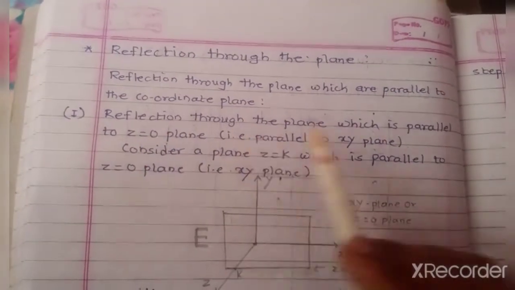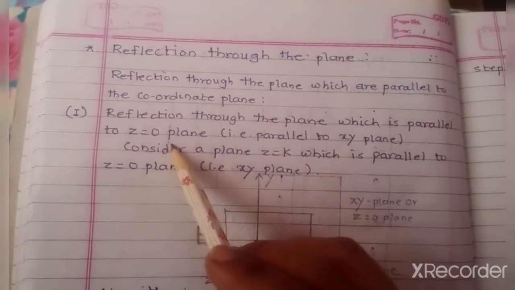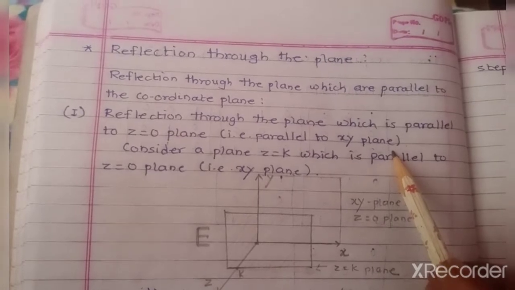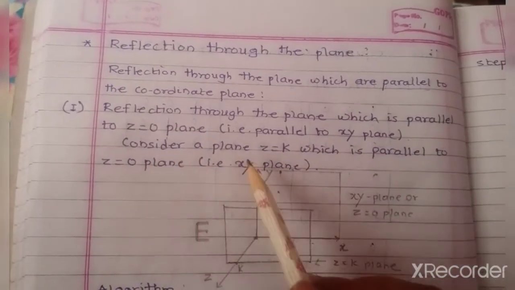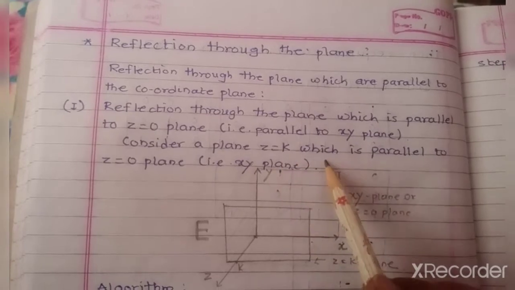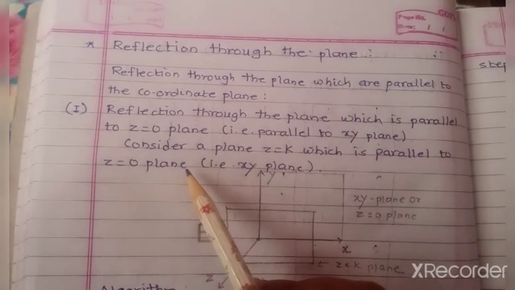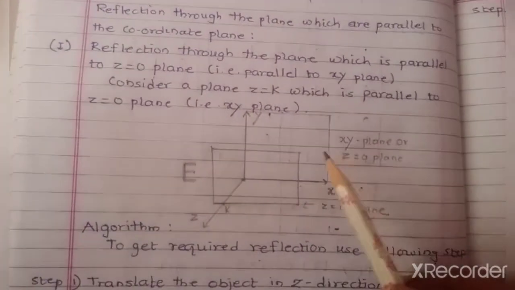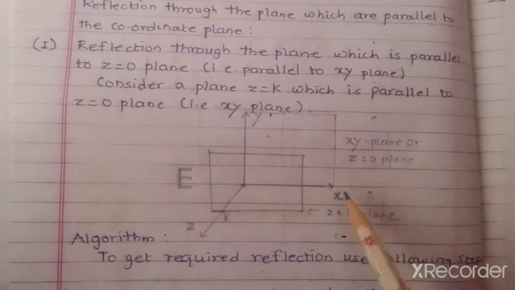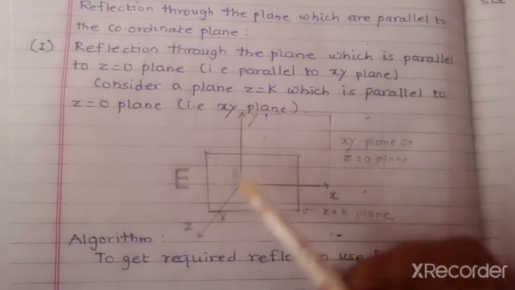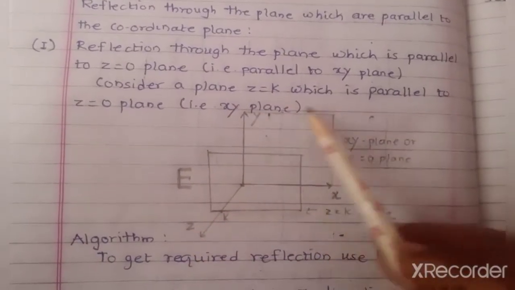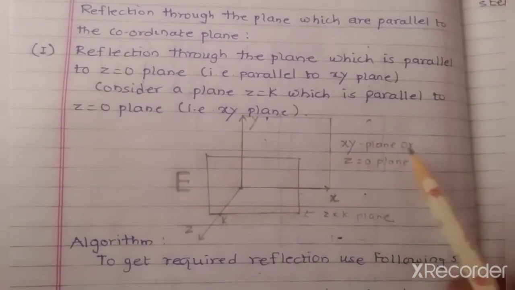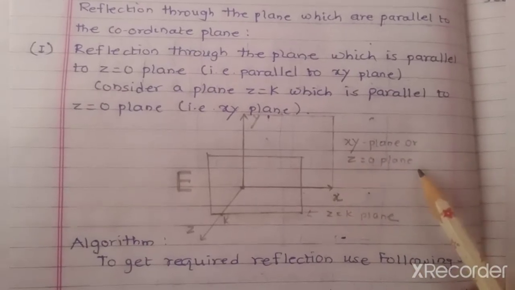The reflection through the plane which is parallel to the z equal to 0 plane, that is, parallel to the xy plane. So now we consider a plane z equal to k, which is parallel to the z equal to 0 plane. Sometimes we call it the xy plane. So here we have to plot the diagram. This is the x-axis, y-axis and z-axis. This whole plane is indicated as either the xy plane or the z equal to 0 plane.